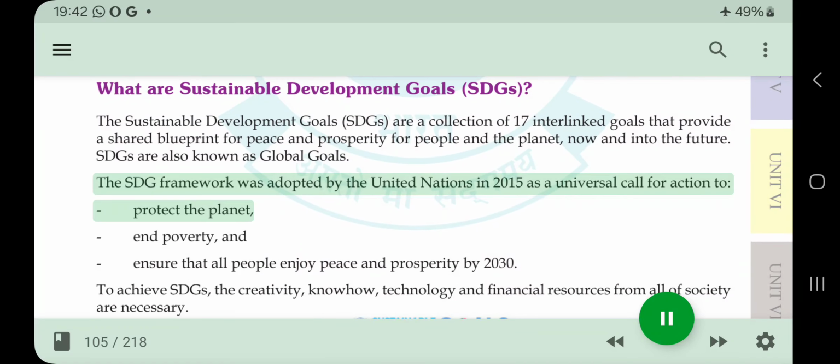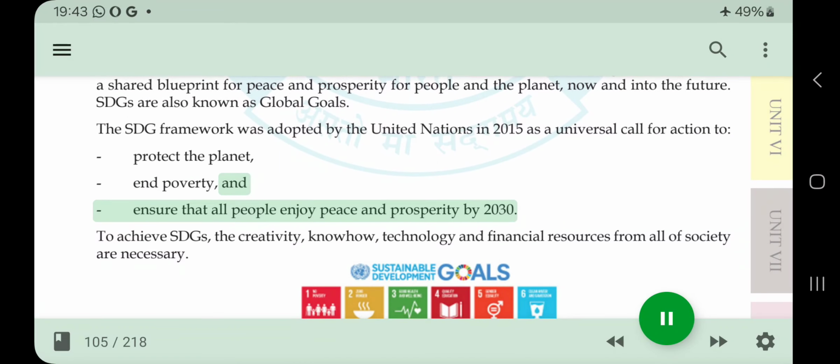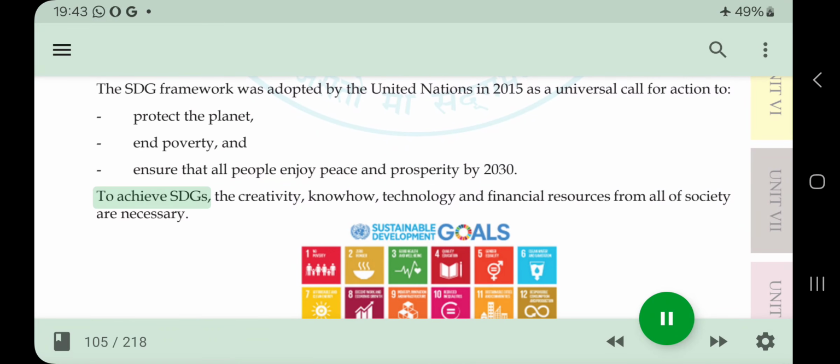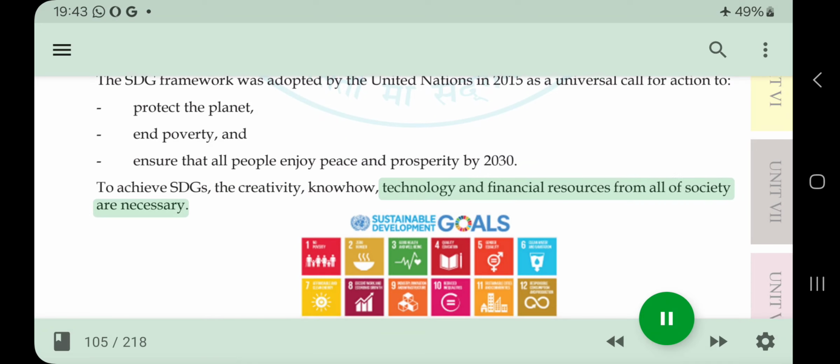The SDG framework was adopted by the United Nations in 2015 as a universal call for action to protect the planet, end poverty, and ensure that all people enjoy peace and prosperity by 2030. To achieve SDGs, the creativity, know-how, technology and financial resources from all of society are necessary.